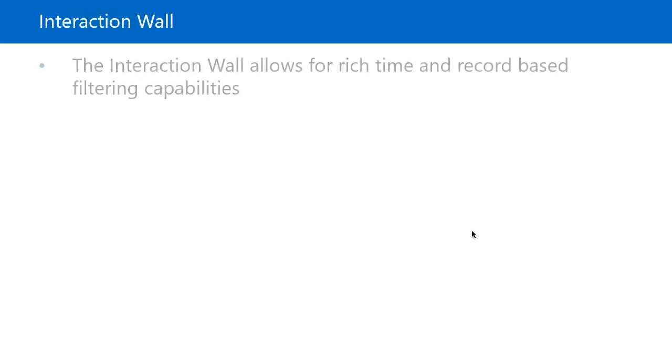As we briefly viewed in a previous demonstration, the interaction wall allows users to see all business interactions related to a specific record. It allows for rich time and record-based filtering capabilities. It consists of activities, posts, notes, and even OneNote documents.